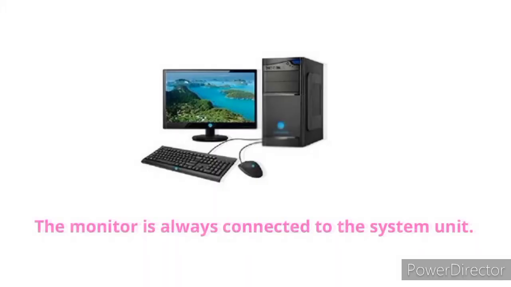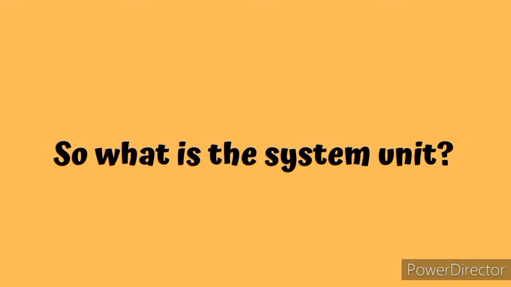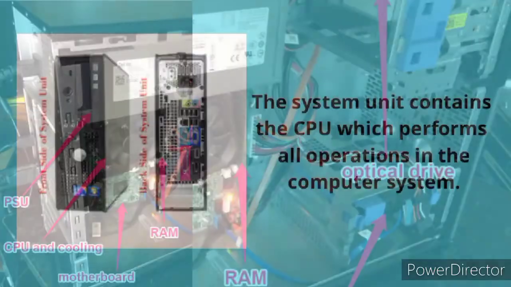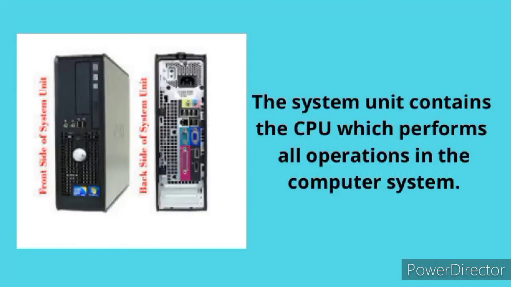So what is the system unit? Yes, what's the system unit? The system unit contains the CPU, which performs all operations in the computer system. Say it after me. The system unit contains the CPU, which performs all operations in the computer. So the system unit is actually the computer. It contains the central processing unit, which is responsible for performing all the operations done in the computer system.